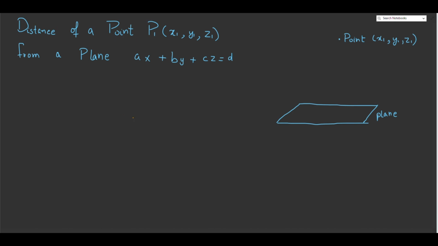and we want to find the distance between this point and the plane. So what you have to do is draw a perpendicular line from this point to the plane. You can imagine it like this. This line is perpendicular to the plane. So what will be the distance? The distance is going to be from here to here. So this is the distance of the point from the plane.